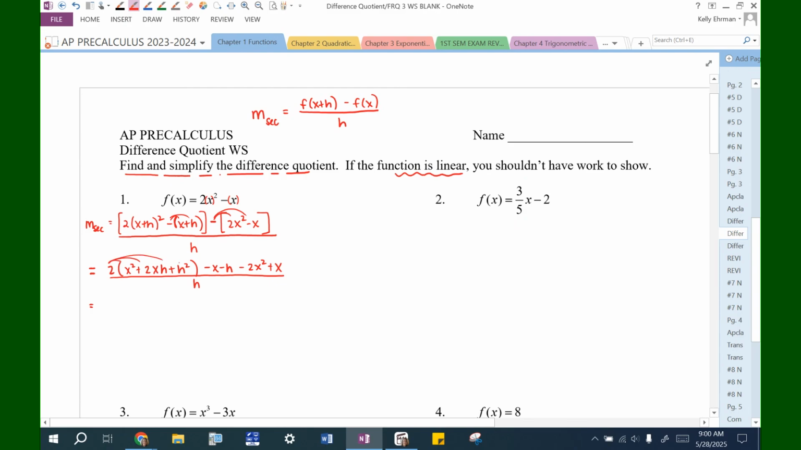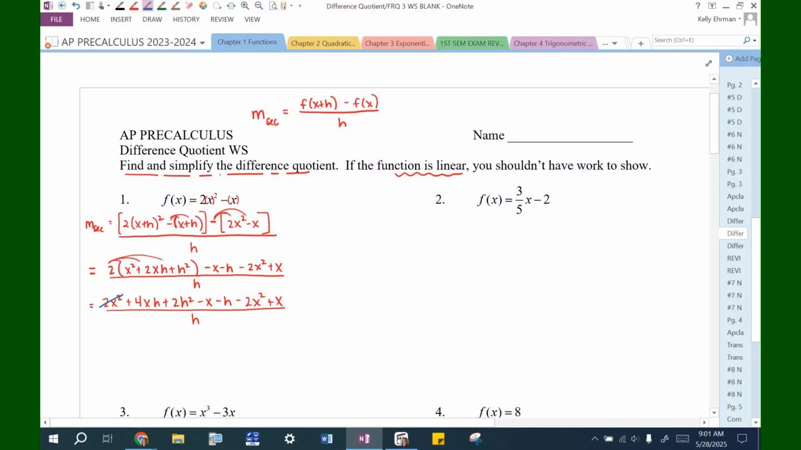Distribute the 2 through. Now, if you can do that and combine like terms at the same time, that's great. I'm not going to. This would become 2x squared plus 4xh plus 2h squared. The rest of this I'm just going to keep copying down. Minus x minus h minus 2x squared plus x. All of this is over h. Now, if you have done the algebra correctly, anything that doesn't have an h on it should cancel out somewhere along the line.